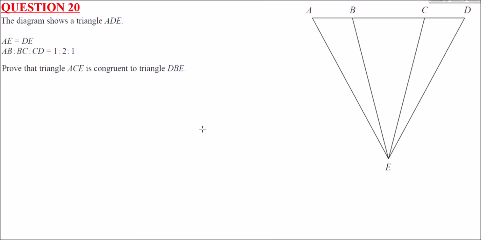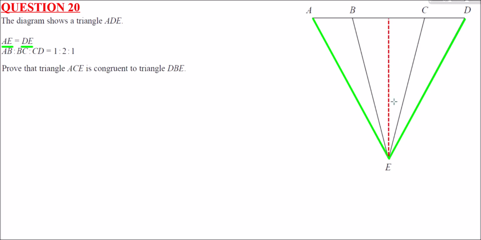Question 20. You have a diagram showing a triangle A, D and E. So AE is the same size as DE. So that side here is the same as ED. So I'm going to just label these in green like so. And so this whole big triangle from A to D to E, if it has two sides which are the same, then it must be an isosceles triangle.